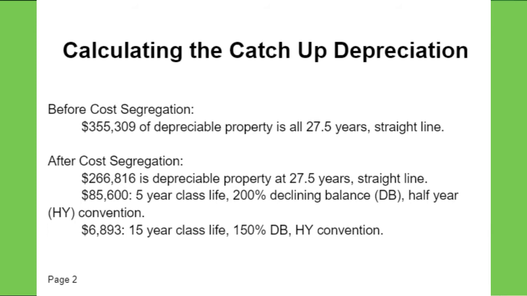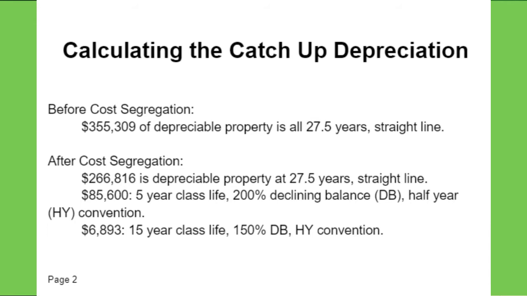So the next page we're going to look at now is catching up that depreciation. So we've got to do the calculation. Before we start the whole thing, we have $355,309 of 27.5 year depreciation. This is always going to be done at straight line. After the cost segregation is done, we get a couple of different numbers. Some of the $355,309 is now going to be allocated to 5-year class life and to the 15-year class life. The double declining balance, that 200% declining balance, and the 150% declining balance are what is called MACRS.